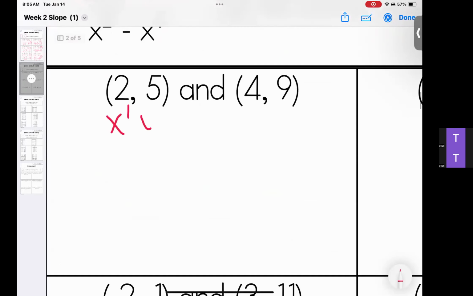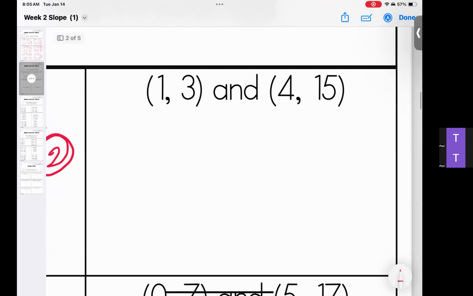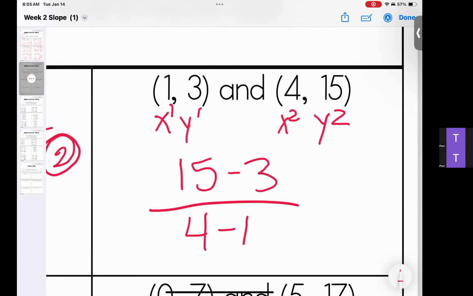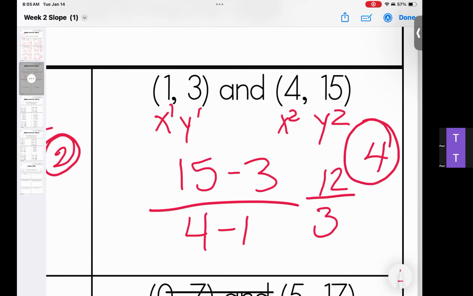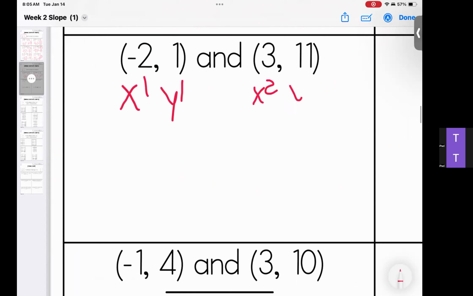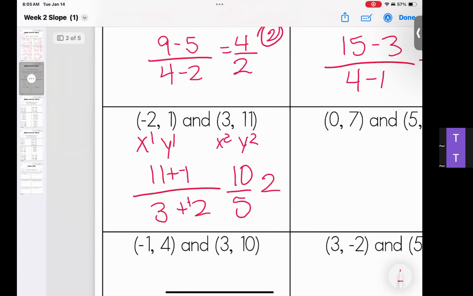Same style on this page. So we're just going to go ahead and do our labels. 9 minus 5 over 4 minus 2 becomes 4 over 2 for a slope of 2. x1, y1, x2, y2. 15 minus 3 over 4 minus 1 gives us 12 over 3, which divides down to 4. x1, y1, x2, y2. 11 minus 1 over 3 minus -2 becomes 10 over 5, which is a slope of 2.